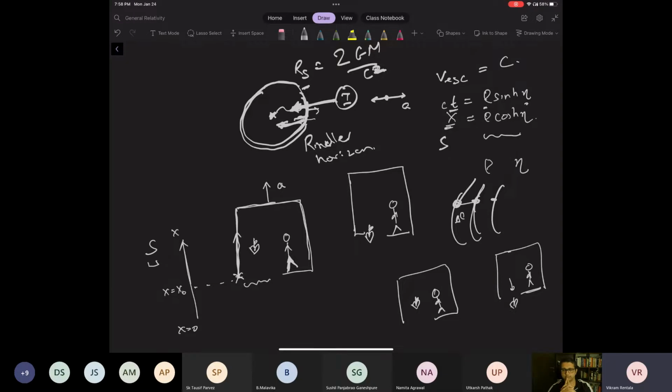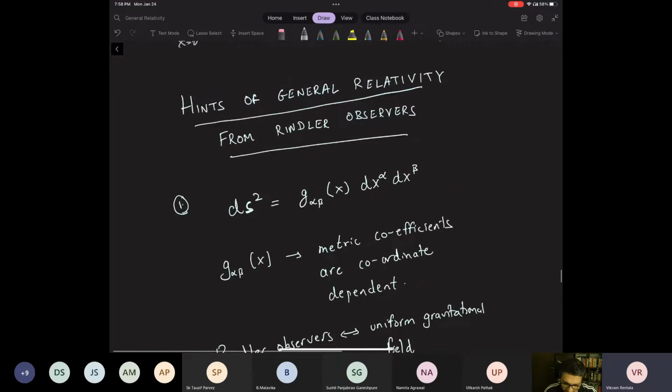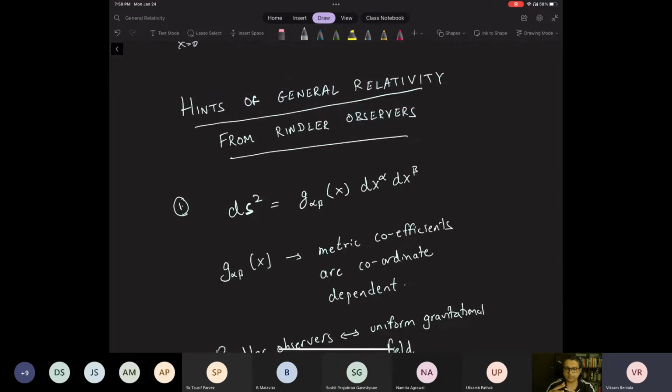Okay, any more questions? Okay, so now what we'll do is take the lessons that we learned from Rindler observers and try to see some hints of general relativity that we can learn from them. So we'll get a glimpse of what's going to come ahead.